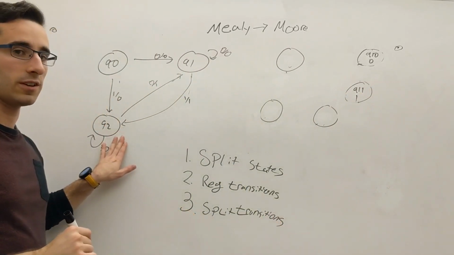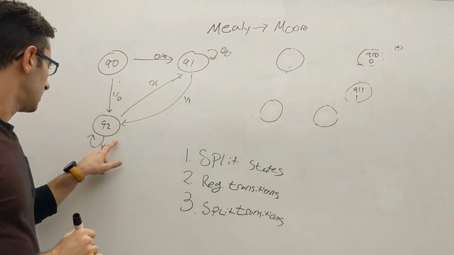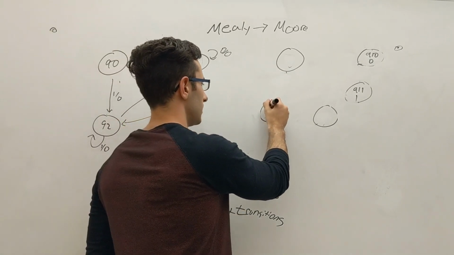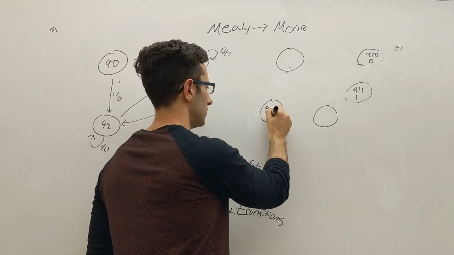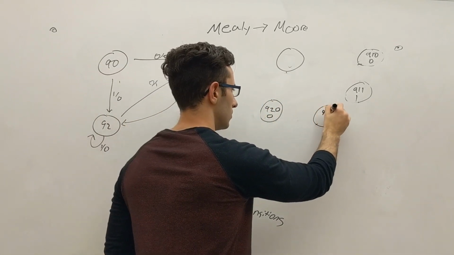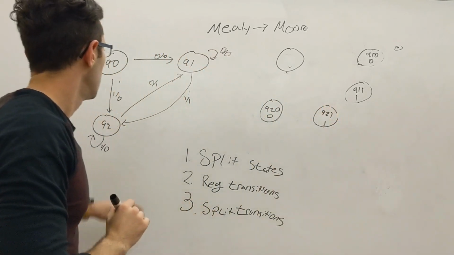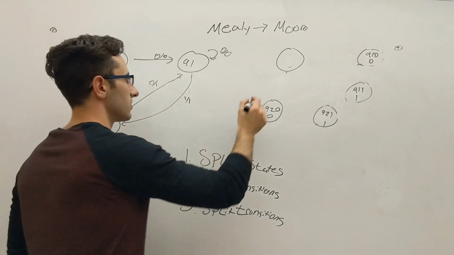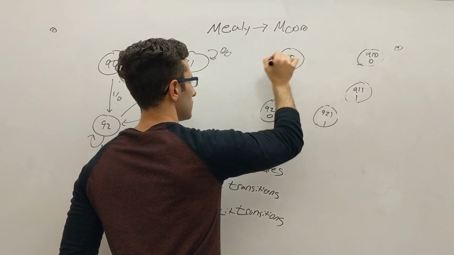We've got the same thing over here with Q2, 0 over here and 1 over here. And so we're going to have a Q2 0 and a Q2 1. Q0 has the same output regardless, so we can just have a single Q0. The output is 0.